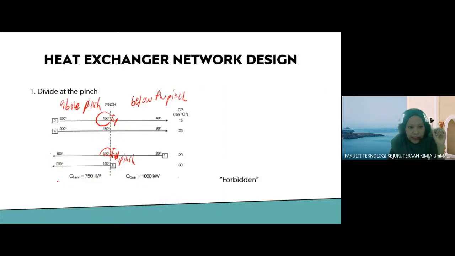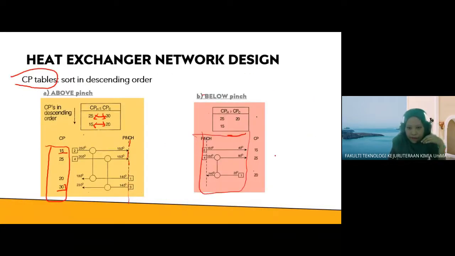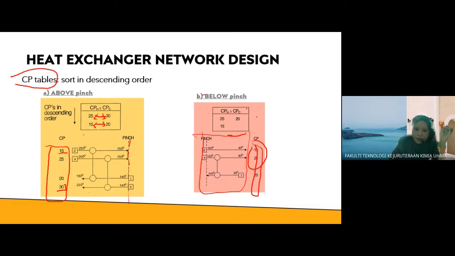2, 4 and 1. This is the area below the pinch. Okay, right? Now you have this value and then you need to sort it in descending order. For CP hot, 25 followed by 15, and then for CP cold you only have one stream, so put 20. So you know that you can pair between these two streams. 25 is stream 4 and then 20 is stream 1. So you place your heat exchanger here.